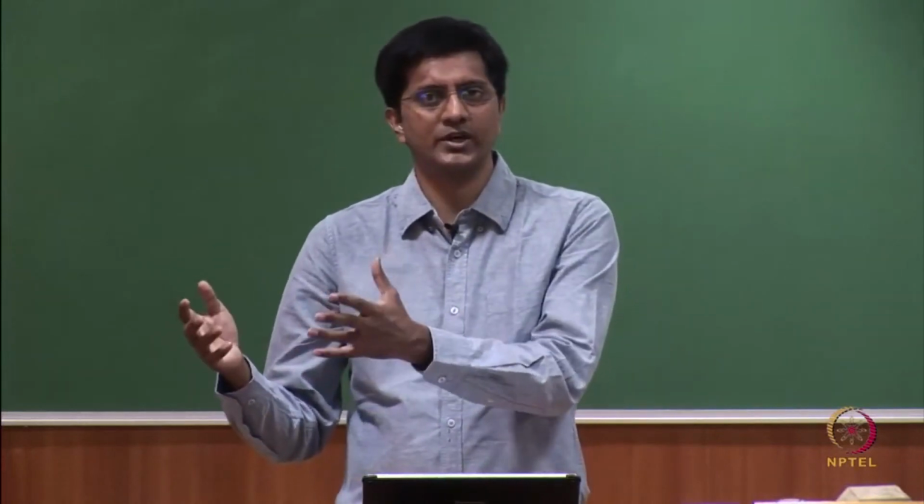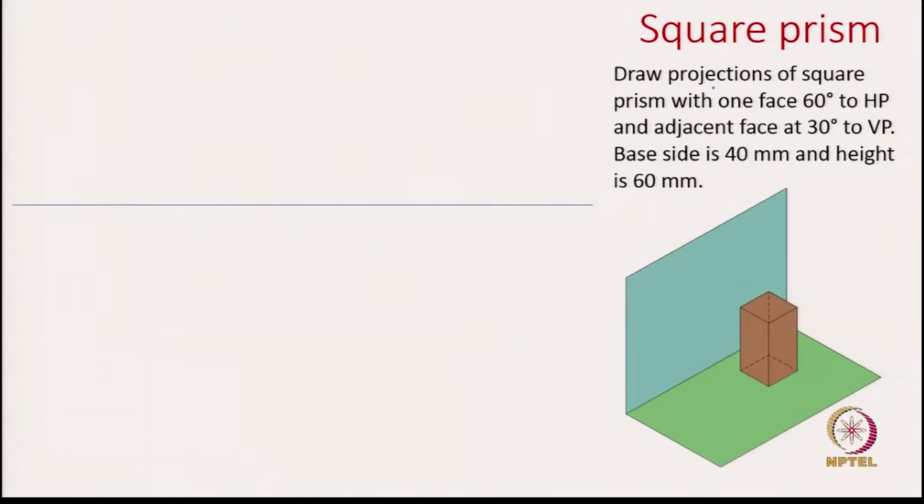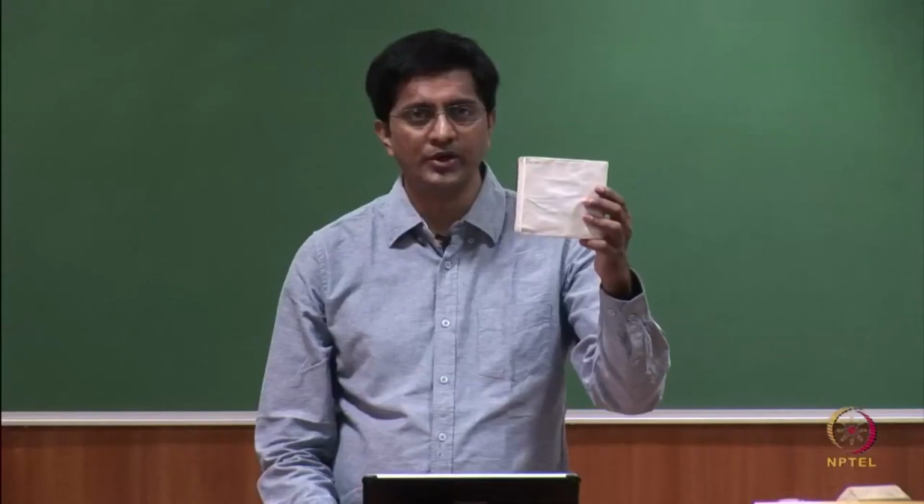In the next step, let us make only one of them make an angle with one of the planes, either horizontal or vertical. And lastly, we will come to the problem where it is inclined to both planes. The first step is a simple orientation. I forgot to mention that the base side is 40 mm and the height is 60 mm. This helps us to draw this prism.